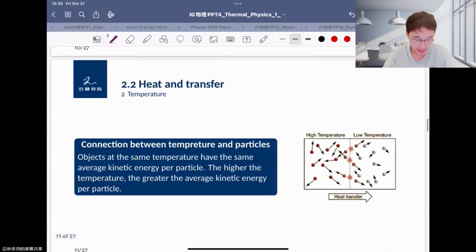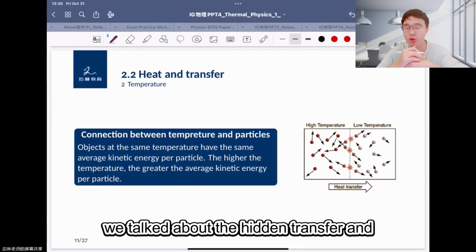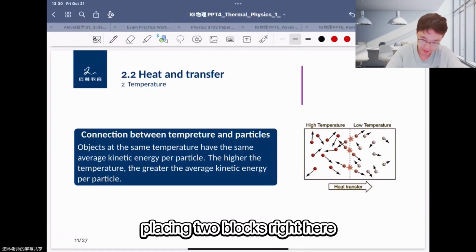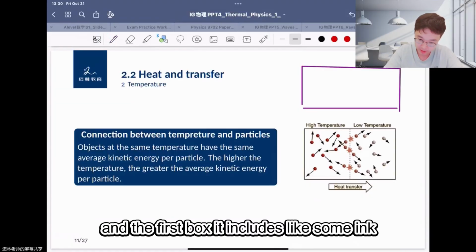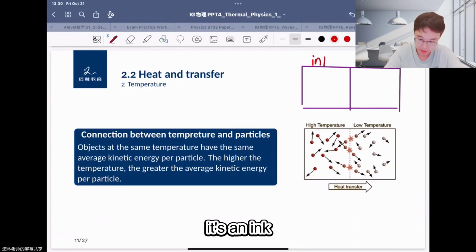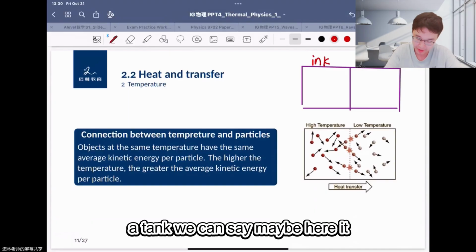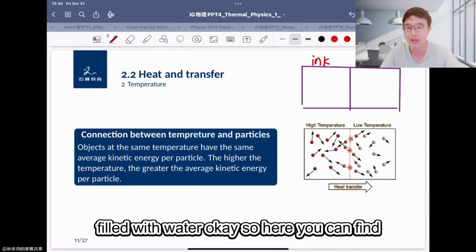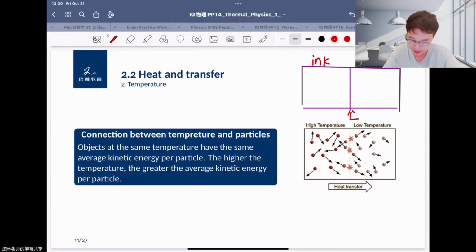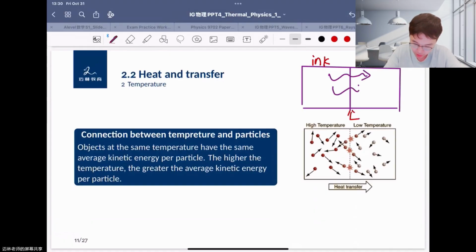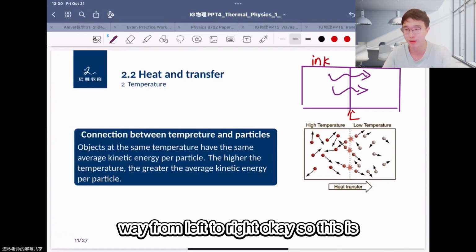Okay, and here in the second slide we talked about heat and transfer. And imagine you are placing two blocks right here, and the first block includes some ink inside. Okay, it's ink. And in the second tank, we can say maybe it's filled with water, okay? So here you can find, if you take this paper away, the ink will transfer into the water, right? Like this way, from left to right.